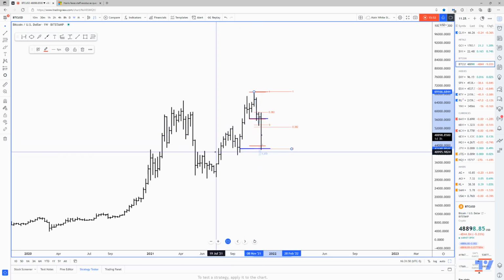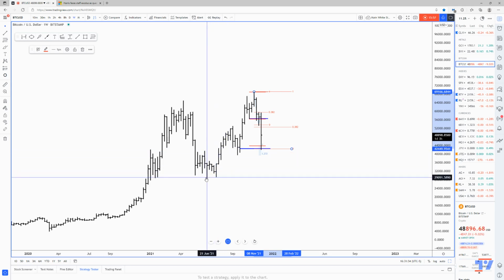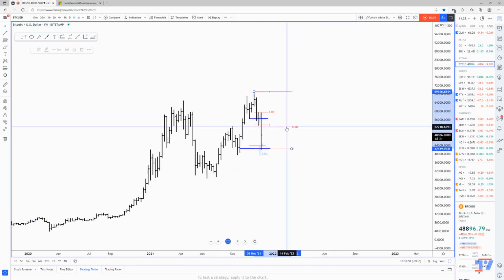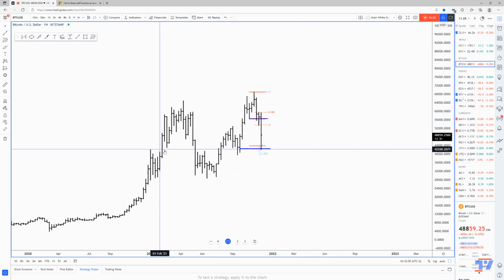But this is the last thing I want to do. First of all, I want to take this off because I want you to see the retracement, and then we're done.